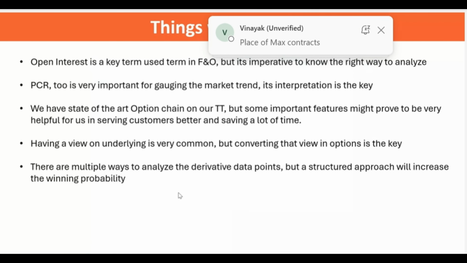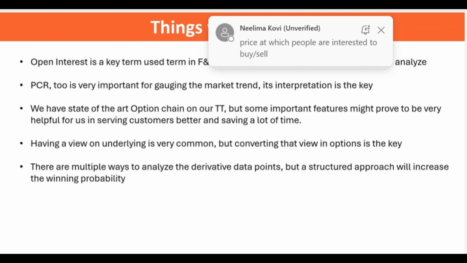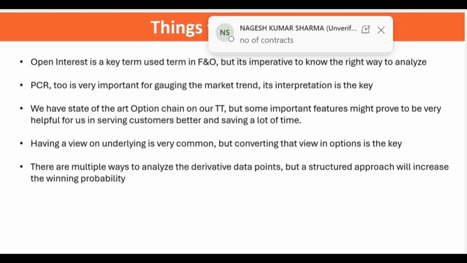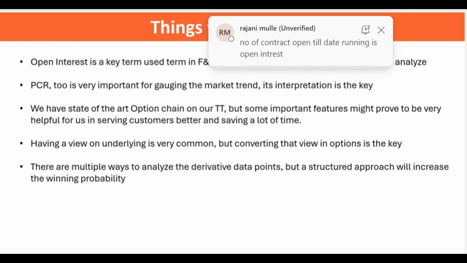Okay, coming back to our question, what is open interest? Price at which people are interested to buy and sell. Price of matching contracts, sellers are more at that point. That's not the exact meaning of open interest essentially, but we will come to that. Total contracts, short or long, held by people at any point in time.